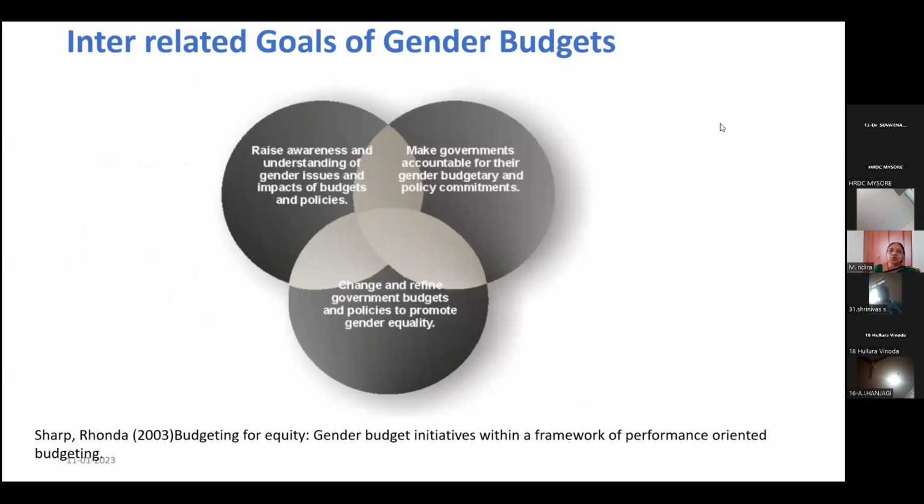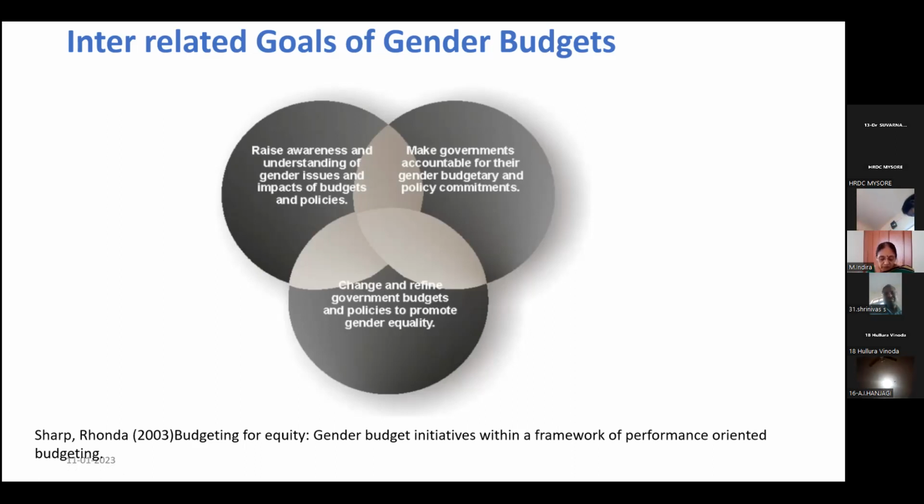The interrelated goals of gender budgets. These are the three interrelated goals of gender budgets. In a gender budget, all three are interrelated. Not one goal, all three are there. One is to raise awareness and understanding of gender issues and the impact of budgets and policies.